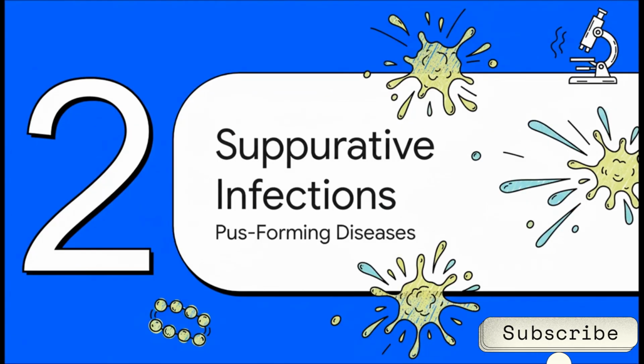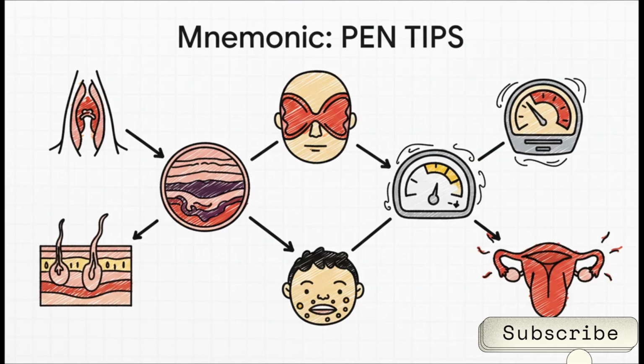Okay, so let's start with those suppurative infections, the active pus-forming diseases you're going to see day in and day out in the clinic. To lock these in for your exams, we've got a fantastic mnemonic for you. Just remember, PEN TIPS. Let's zoom in on the ones with the most classic, can't-miss visual presentations.